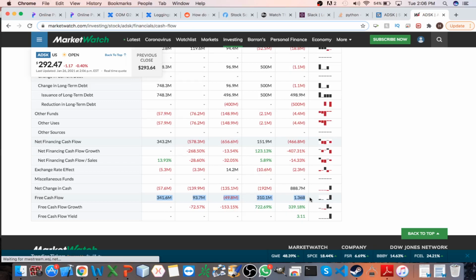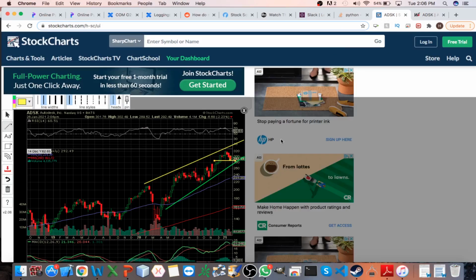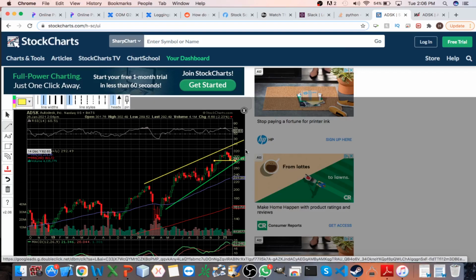They did lose some cash flow, which is not actually bad. But the fact that they grew from like 341 million to 1.3 billion approximately, that's a really good sign. This company is solid, in my personal opinion, based on the technical and fundamental analysis. So this is something I would definitely take.